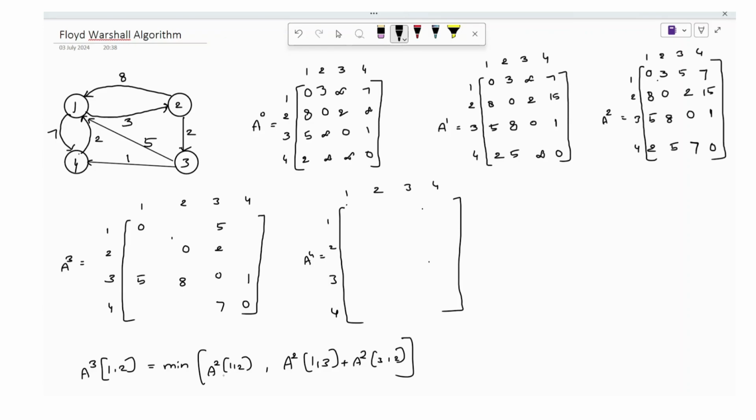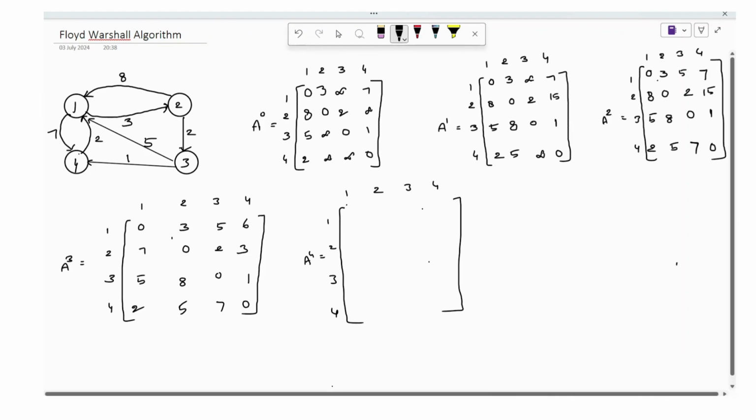So A2 of 1 comma 2, if you see, it is 3, right? Minimum of 3 comma A2 of 1 comma 3 is 5, 5 plus 3 comma 2 is 8. So anyway this one is greater than this one, right? So I am keeping the old value itself, that is 3. If we follow the same process we get A3 values like this.